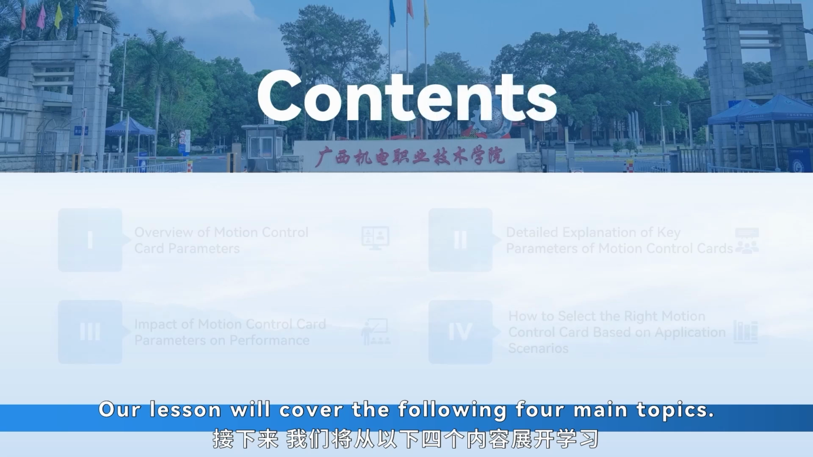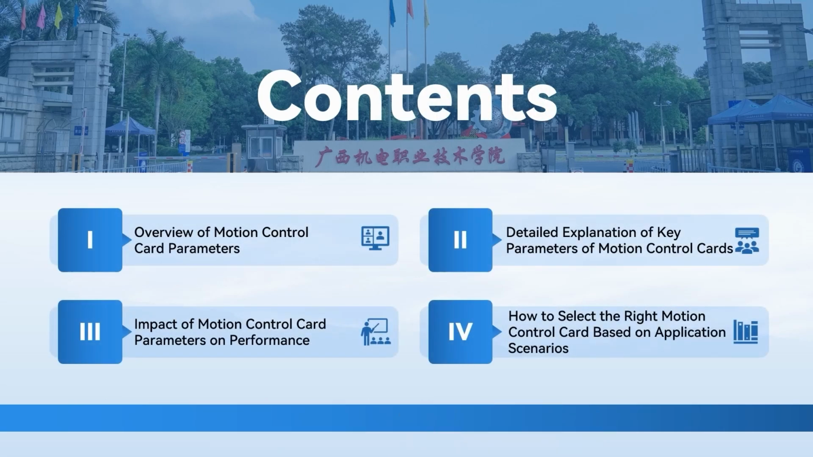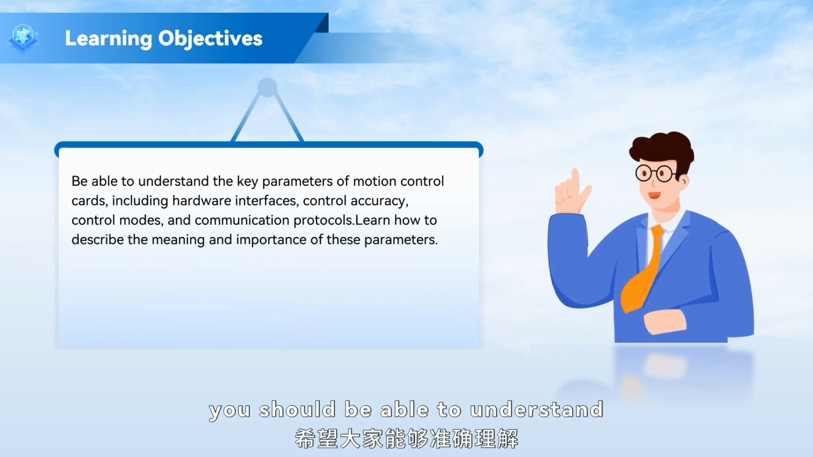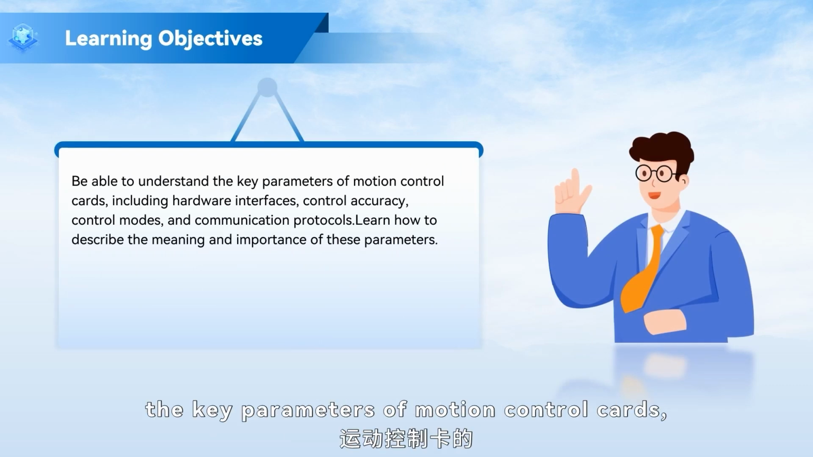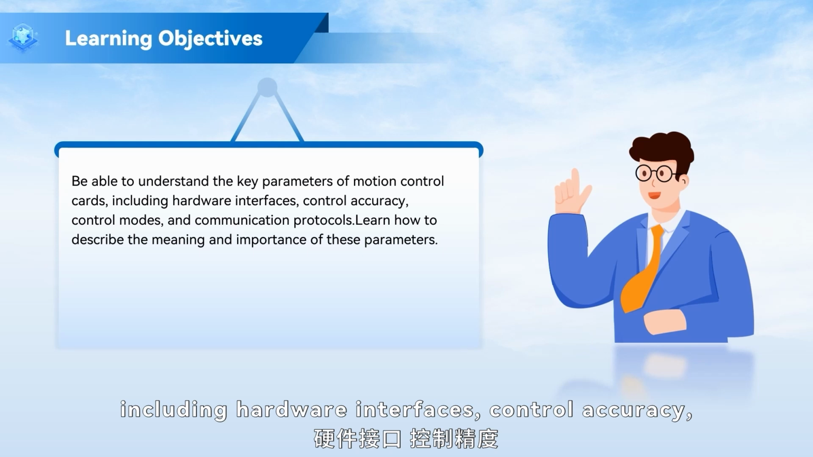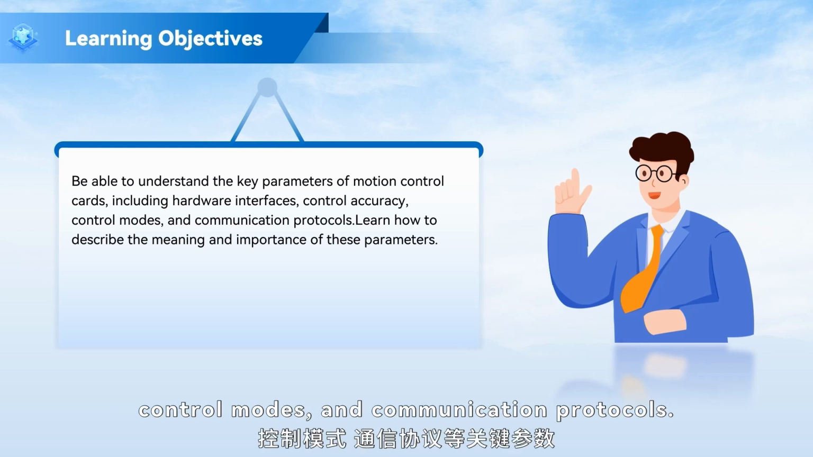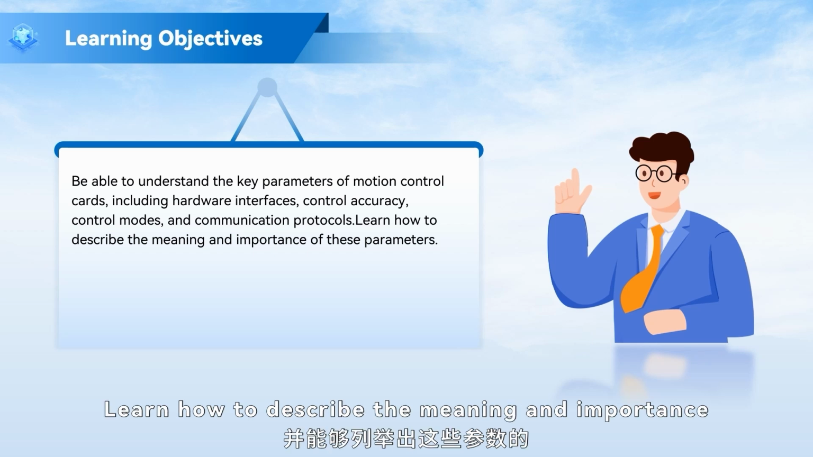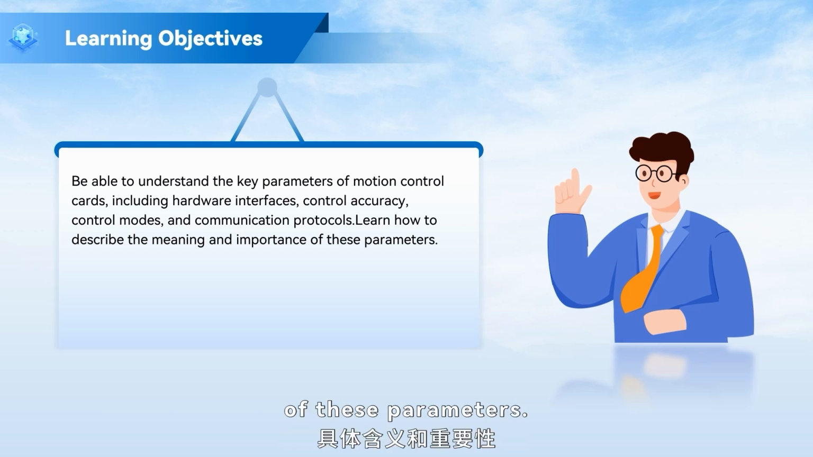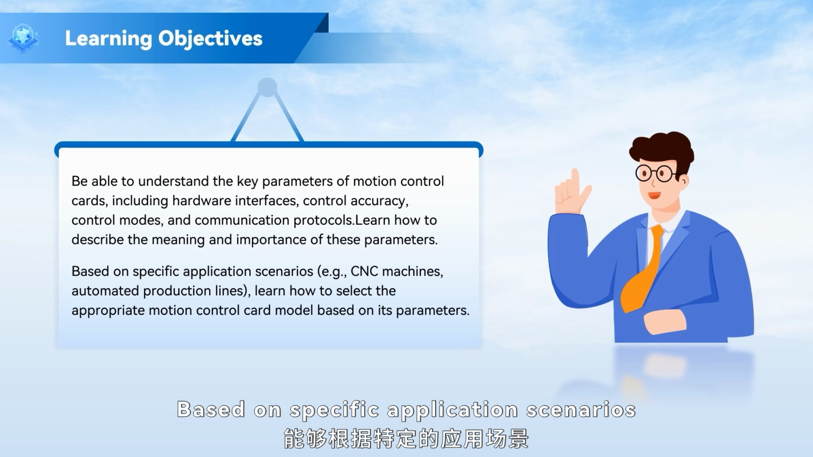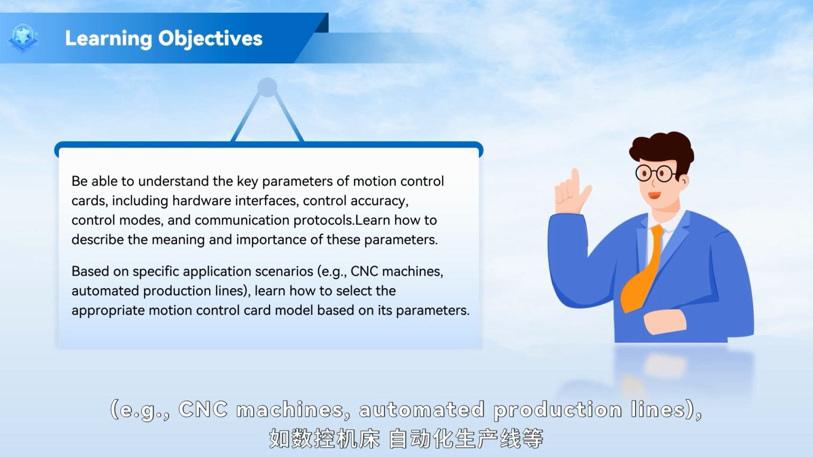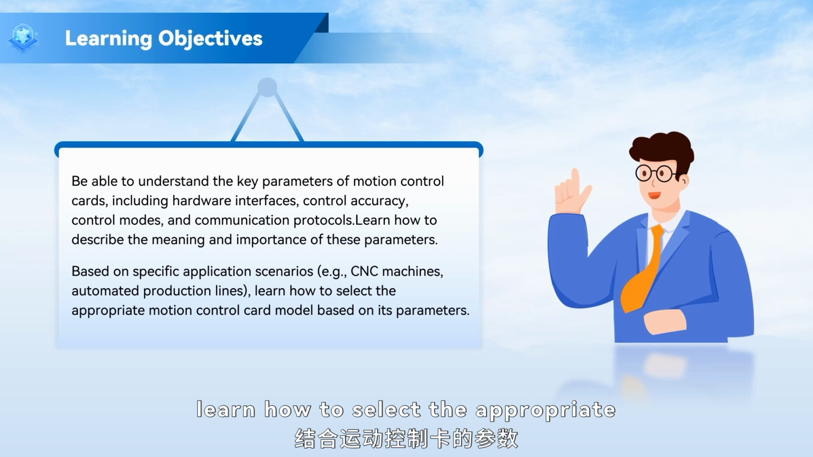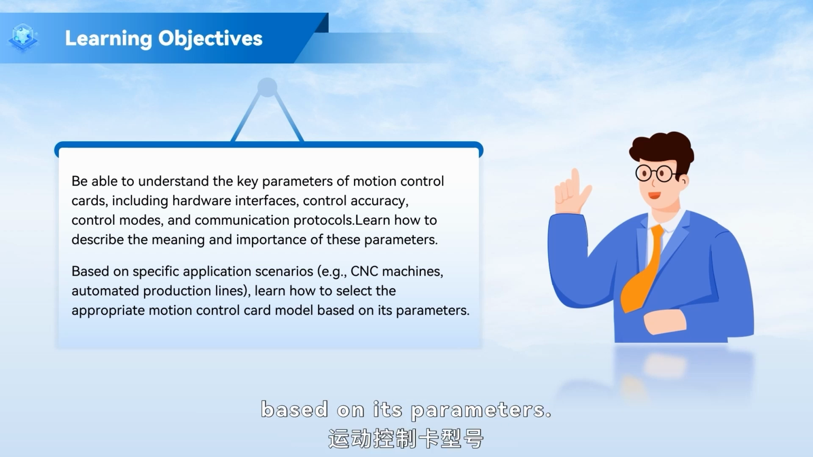Our lesson will cover the following 4 main topics. Through this lesson, you should be able to understand the key parameters of motion control cards, including hardware interfaces, control accuracy, control modes, and communication protocols. Learn how to describe the meaning and importance of these parameters. Based on specific application scenarios, for example, CNC machines, automated production lines, learn how to select the appropriate motion control card model based on its parameters.